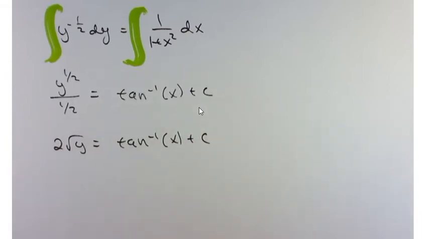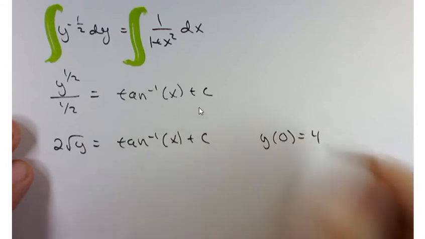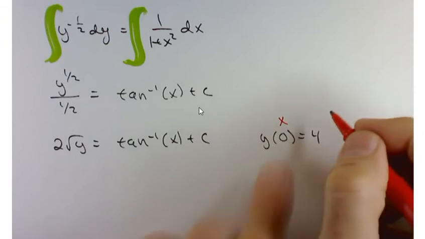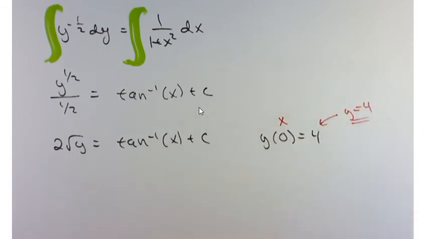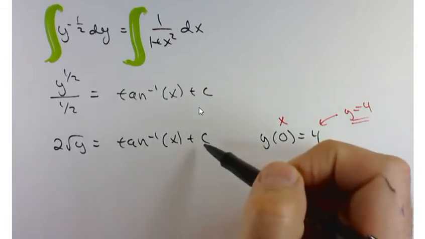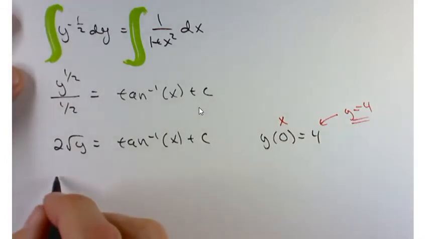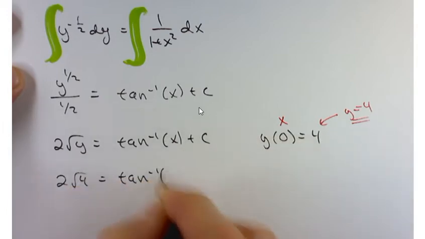If you remember, at the start of this, it said y of 0 was 4. What that's saying is if I put in x equals 0, I'll get back y equals 4. So let's see what that means for us in this one. I think it's going to allow us to solve for c. So I should get 2 times the square root of 4 equals the tangent inverse of 0 plus c.